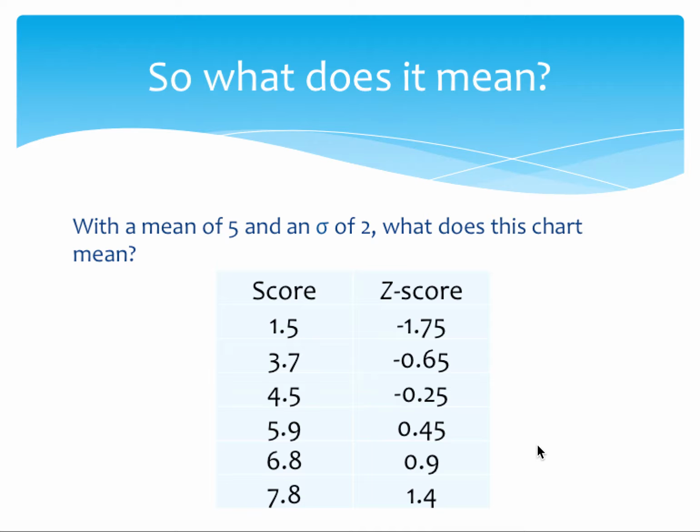So how would we interpret these? Well, the exact same way. A raw score of 1.5, when you have a mean of 5 and a standard deviation of 2, is 1.75 standard deviations below the mean. A raw score of 5.9 in this situation is 0.45 standard deviations above the mean. A raw score of 7.8 is 1.4 standard deviations above the mean. That is how you will interpret any z-score. If your z-score is 10, it means 10 standard deviations above the mean. If it's negative 5, it means 5 standard deviations below the mean.